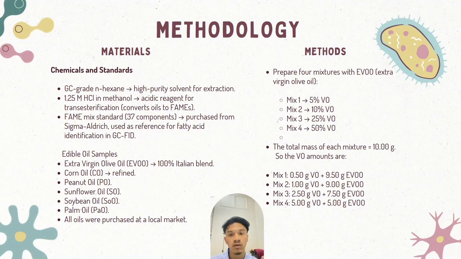So the total mass of each mixture is 10 gram. The vegetable oil amount for mix 1 is 0.5 gram, mix 2 is 1 gram, mix 3 is 2.5 gram, and mix 4 is 5 gram.